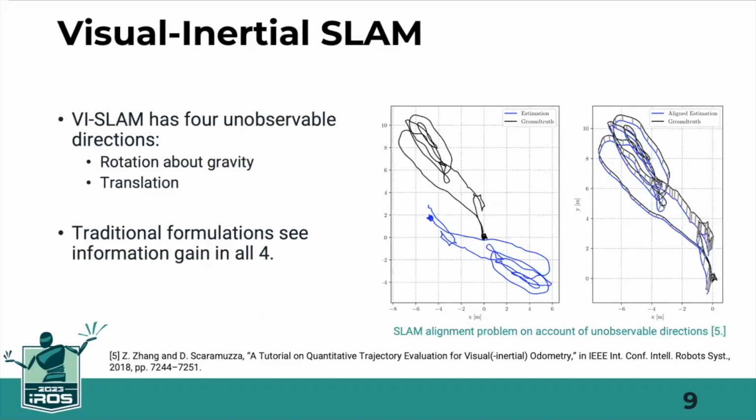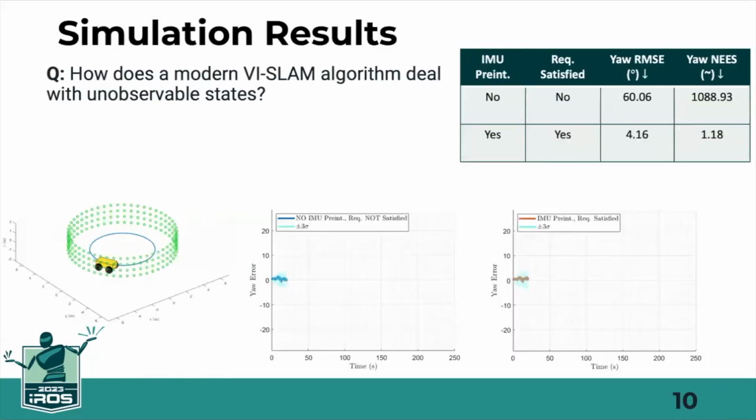As shown in the figure, these mean that the entire SLAM solution can be rotated about the gravity vector and translated in the world frame without a change in the relative results. Traditional VI-SLAM formulations see the information gain problem appear in all four unobservable directions. So, how does a modern VI-SLAM algorithm deal with unobservable states?